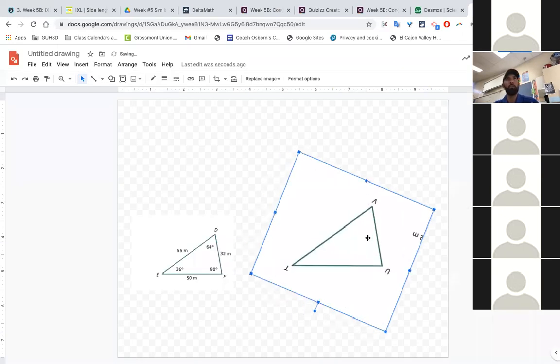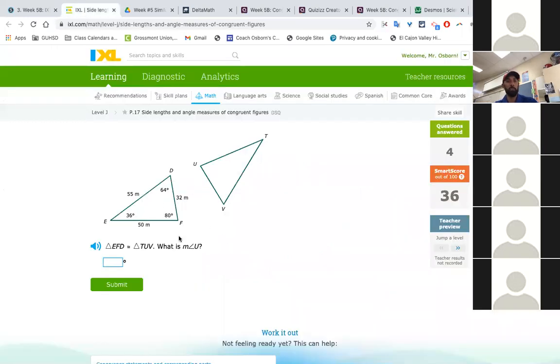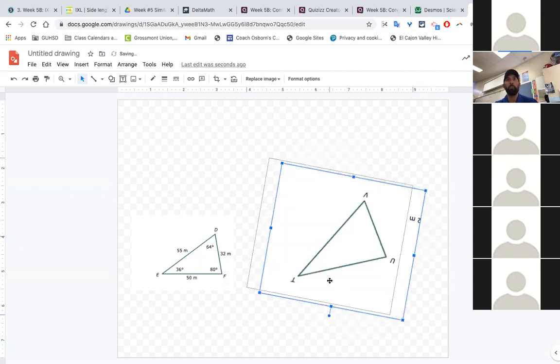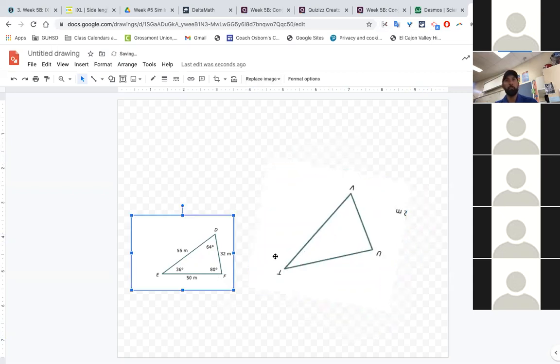Just for the video recording, what I did, guys, is I did a quick screen capture and pasted that in Google Draw, and then I was able to rotate it around to orient the shapes together. So that's something you guys could do for you guys that are watching this video.